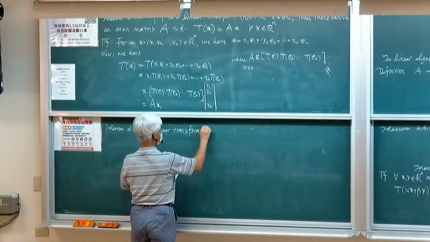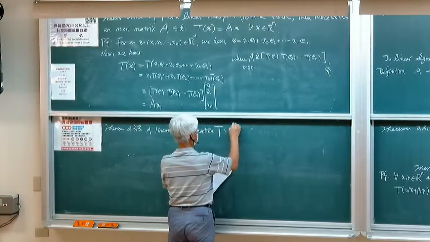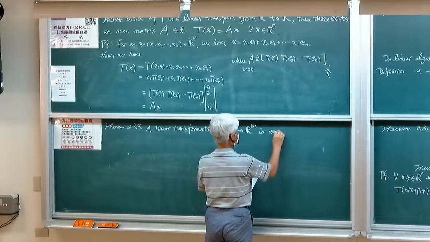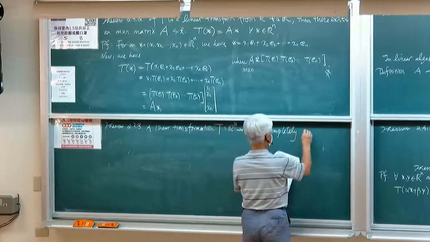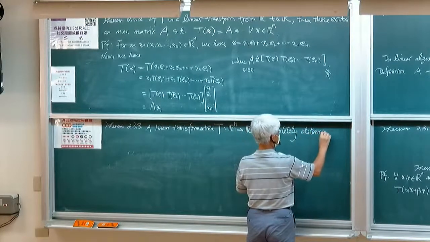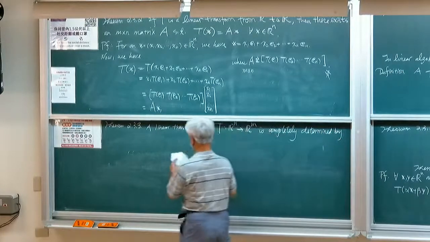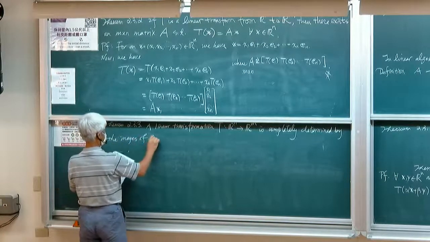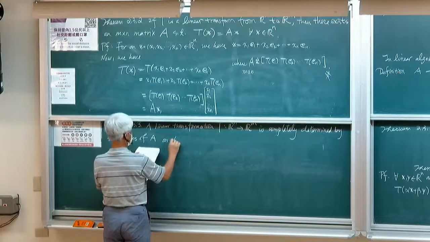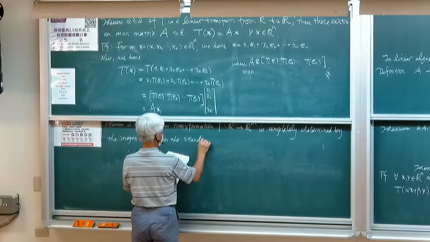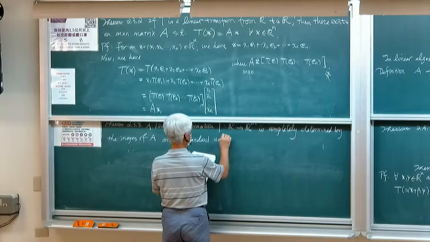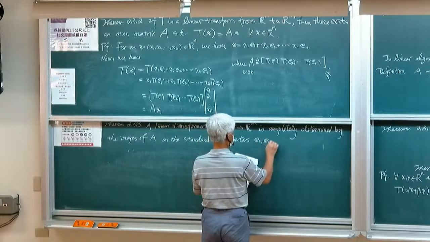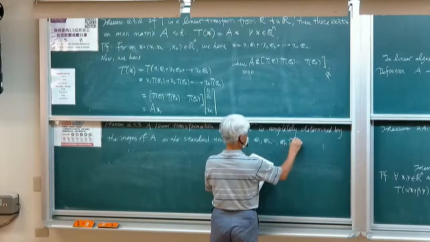So a linear transformation T from Rn to Rm is completely determined by the images of T on the standard unit vectors e1, e2, up to en in Rn.